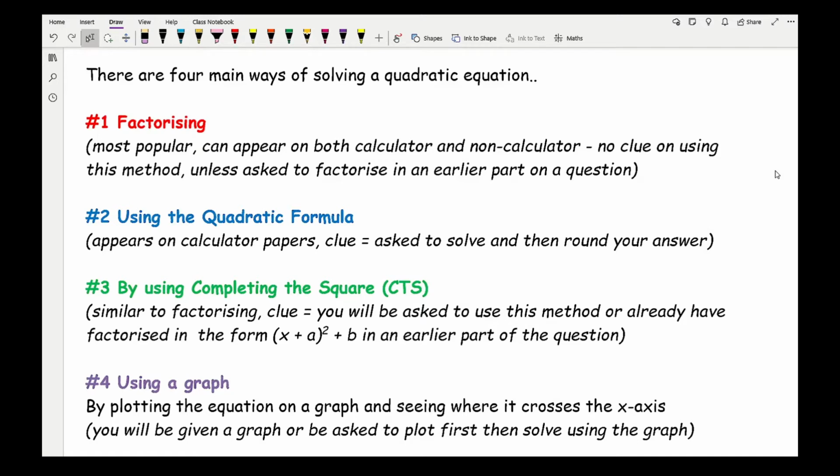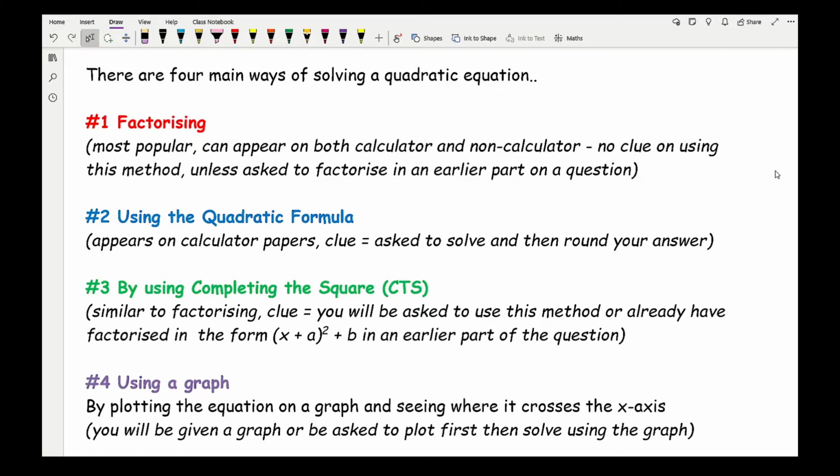This is probably the most popular method of solving quadratics and can appear on both the calculator and non-calculator paper. There'll be no indication about whether you factorise. Yes, you could use the other methods I'm going to go through, but I would say if there's no clue, then usually factorising is going to be the key thing.